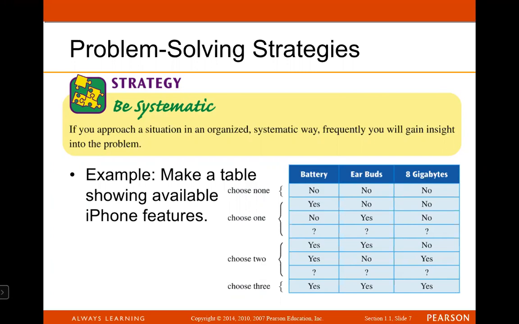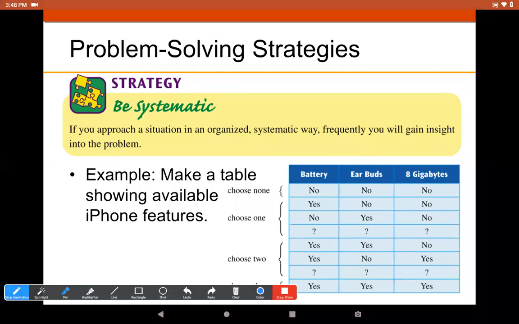Example: make a table showing available iPhone features. So our iPhone features are batteries, earbuds, and 8 gigabytes. And we could choose none. So if we choose none, then we're looking here. We have no battery at all, no earbuds, and not the gigabytes, right?